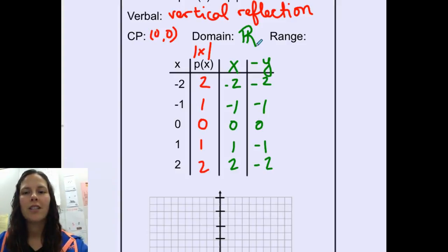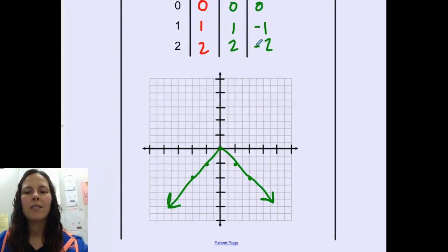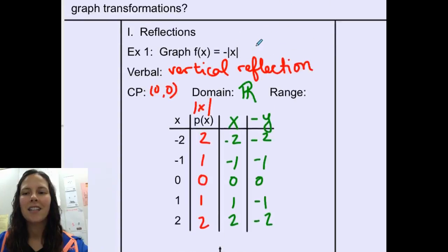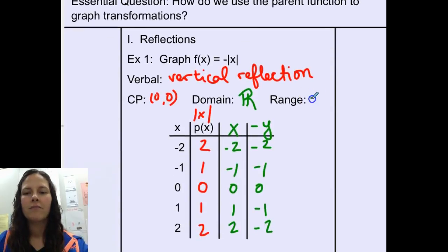For the range, in this case, our graph is upside down. Typically, the range of the absolute value function is greater than or equal to 0, but when we reflected this vertically, it flipped across the x-axis, and all of our y values are less than or equal to 0.